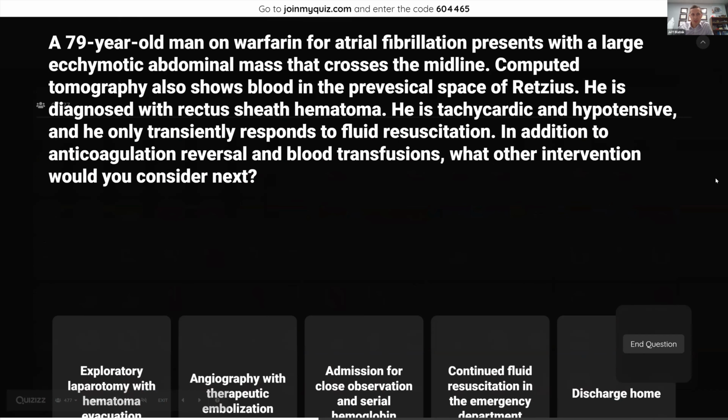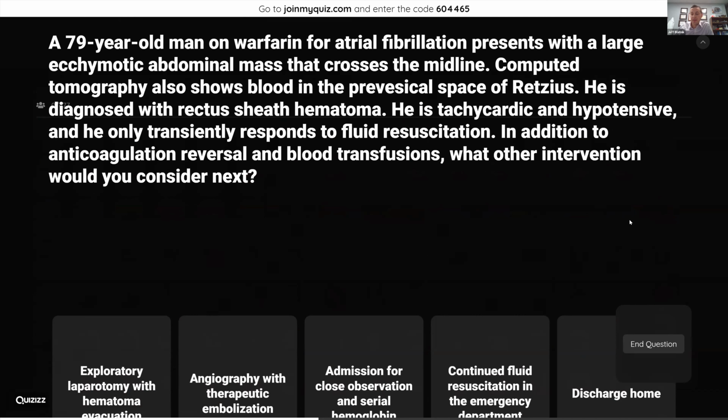All right, question number 6. A 79-year-old man on warfarin for atrial fibrillation presents with a large ecchymotic abdominal mass that crosses the midline. CT scan also shows blood in the prevesical space of Retzius. He is diagnosed with a rectus sheath hematoma.